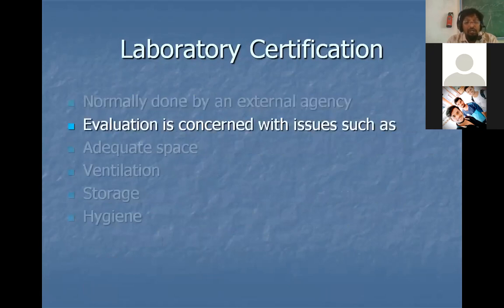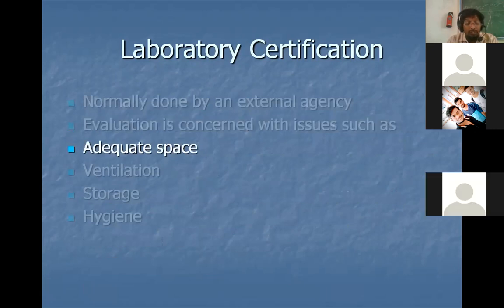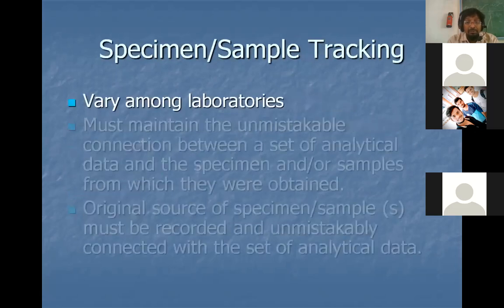So the evaluation is concerned with issues such as adequate space, ventilation, storage, and hygiene. These are the important parameters which will be considered when certification is given to laboratories. Specimen and sample tracking is also a very important part of GLP. So it varies from laboratory to laboratory.